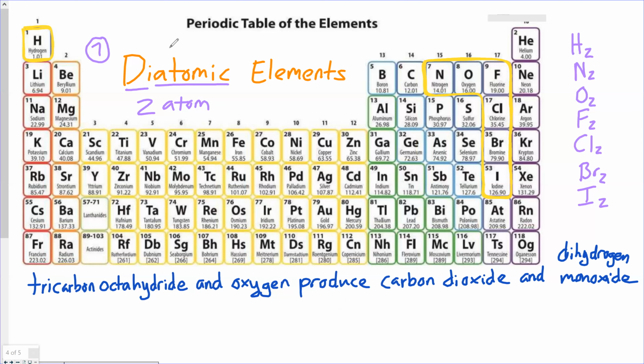Tricarbon octahydride and oxygen produce carbon dioxide and dihydrogen monoxide. So you're going to have to go from there to formulas, okay? Take a second, think about it for just a second, and then we'll start going through it.